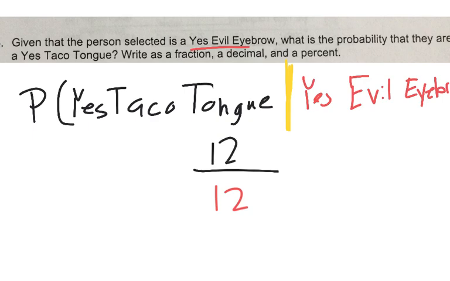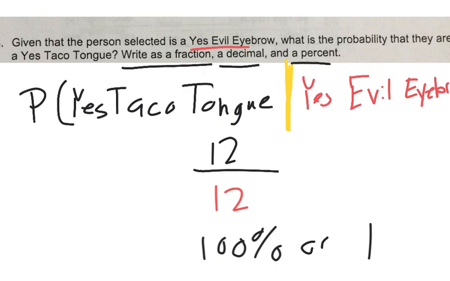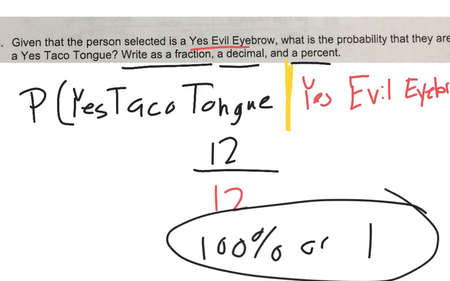And now how many that said yes to evil eyebrow also said yes to taco tongue? 12. So the probability that if I'm only looking at the people who said yes to evil eyebrow, that they could also taco tongue, that is 100%, or 1. Right? It tells me write the answer as a fraction, a decimal, and a percent. So that's what your guys' data would look like.